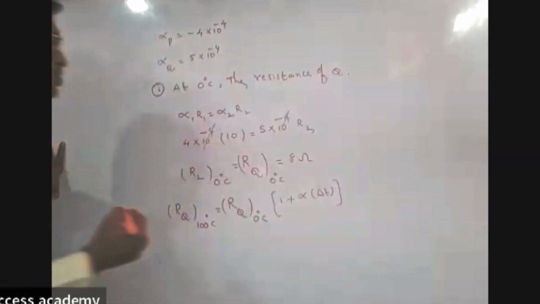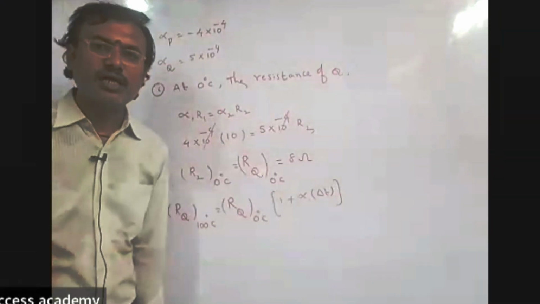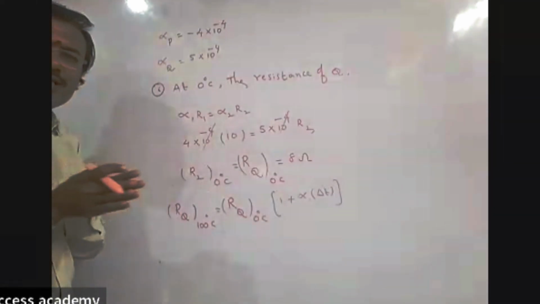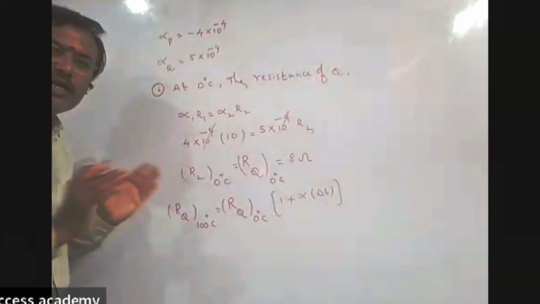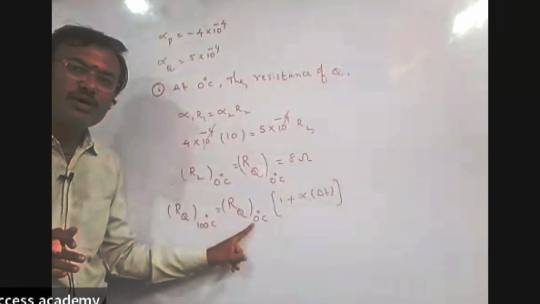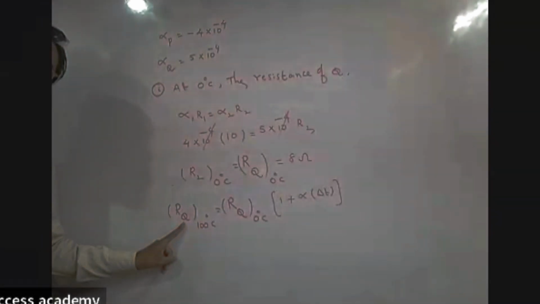This is the general formula which you know: R2 is equal to R1 into 1 plus alpha delta T. But for your purpose, the notations here I am specifying clearly. R1 is nothing but the resistance at 0 degrees Celsius, and R2 is nothing but the resistance at 100 degrees Celsius. Here we need to calculate the R2 value.